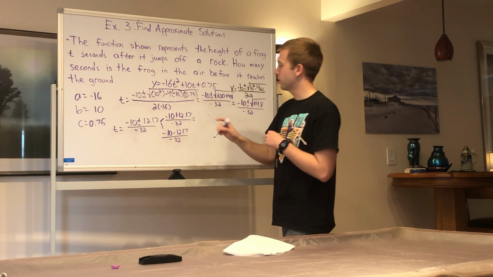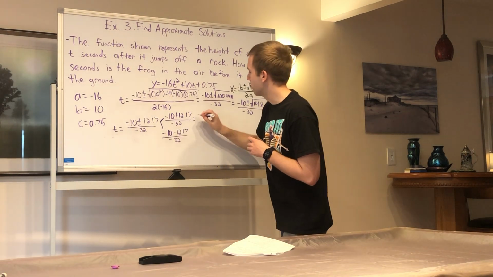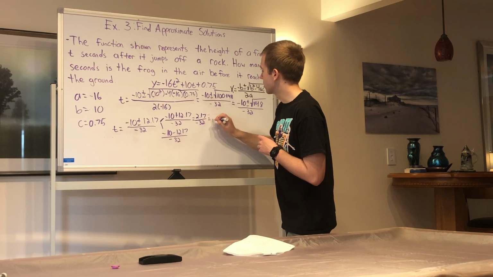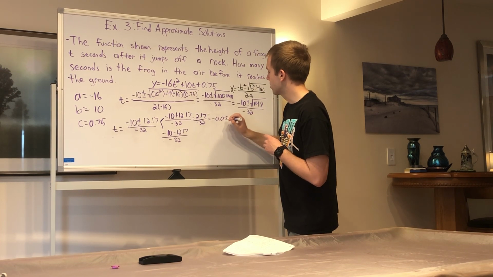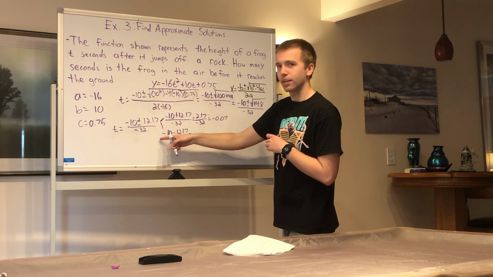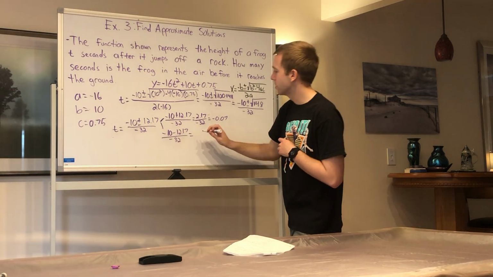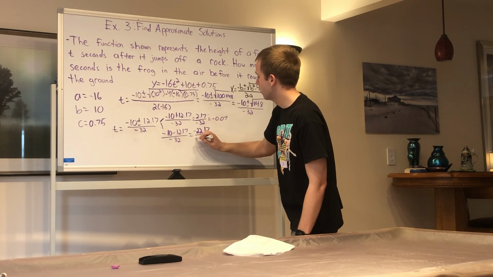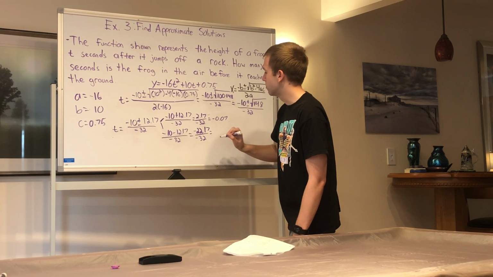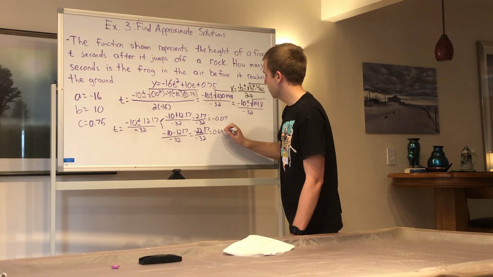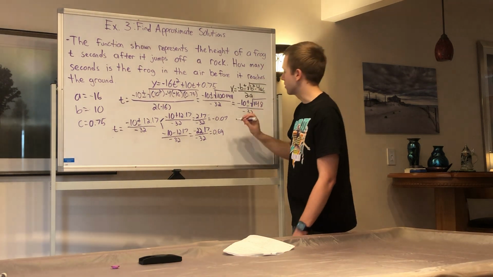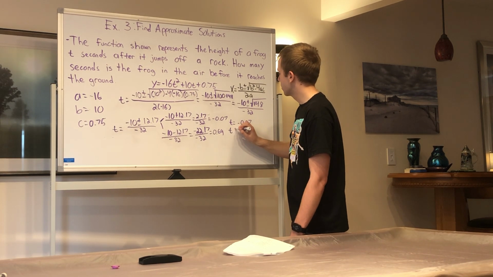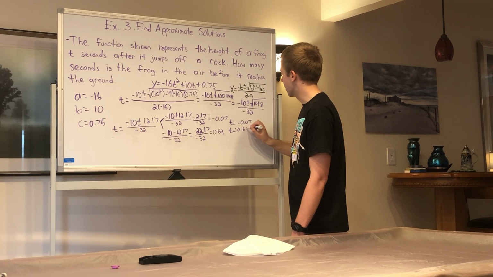We go to our next step here. We add our numerator. That becomes 2.17 over negative 32, which simplifies to negative 0.07. On our second case here, negative 10 minus 12.17 is negative 22.17 over negative 32. That simplifies to 0.69. So right now we have two solutions: t equals negative 0.07, t equals 0.69.